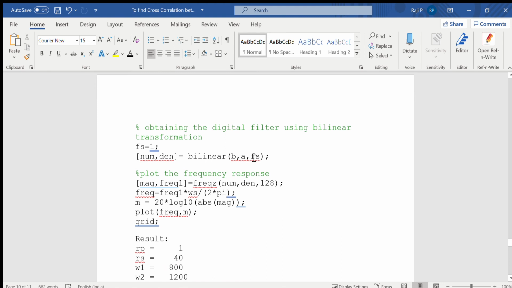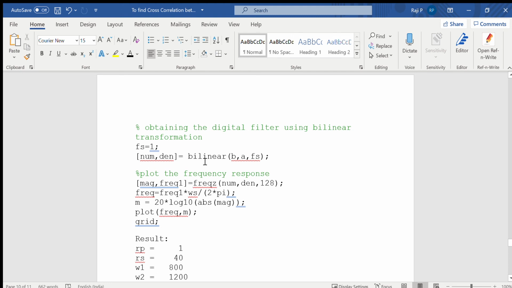After that, in order to apply the bilinear transformation, we are transforming from the S domain into the Z domain, obtained by substituting S equal to 2 by T into Z minus 1 by Z plus 1. Here we will consider the sampling frequency to be equal to 1, just assuming it equal to 1. If you apply this bilinear transformation, we are converting it from the analog domain into the digital domain, so you obtain the digital filter.